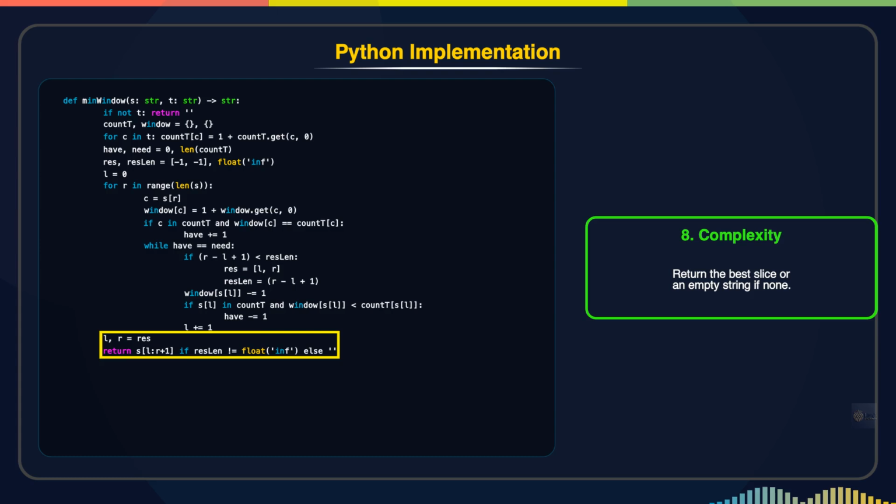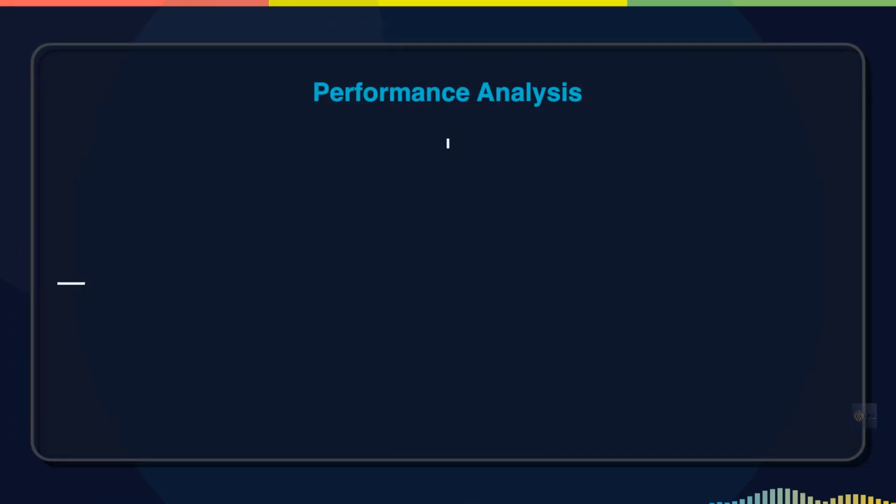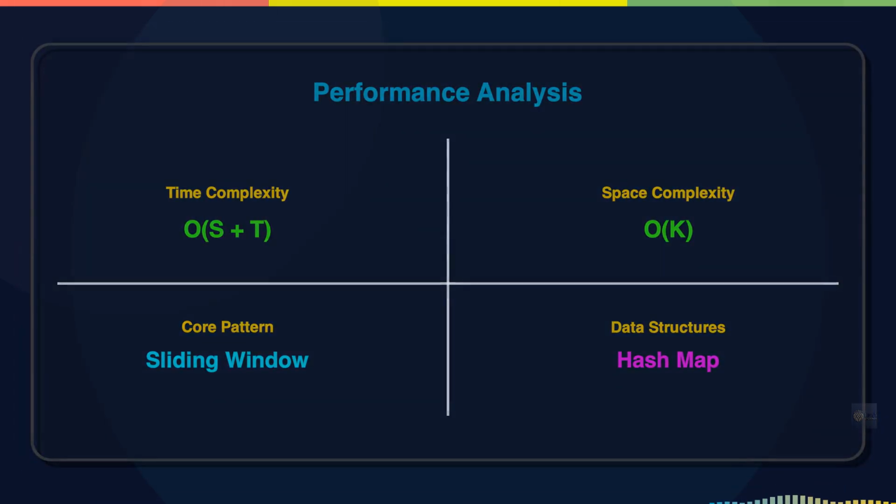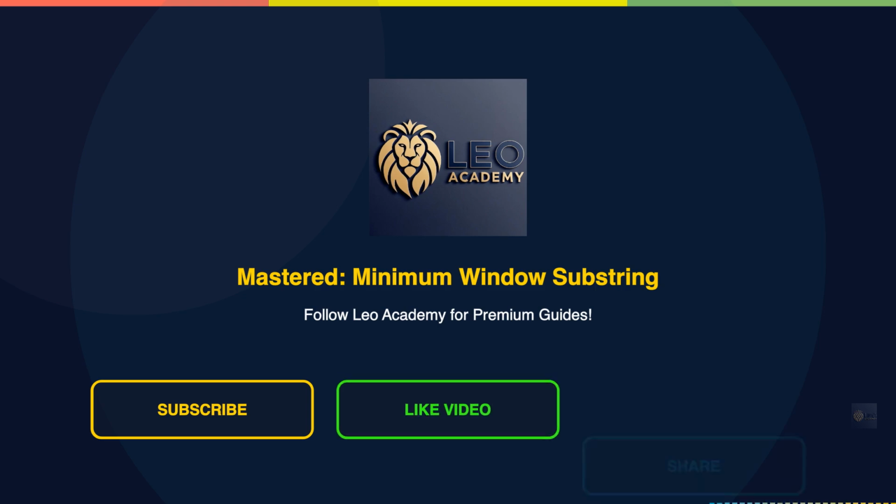Looking at the complexity, the time complexity is O(S + T), where S and T are the lengths of the strings. We visit each character at most twice. The space complexity is O(k), where k is the number of unique characters in the alphabet, since our maps store at most 52 entries.